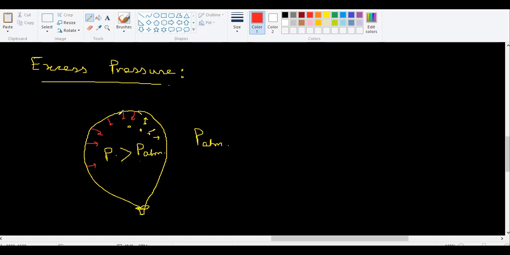And these forces acting inside are what give rise to the excess pressure. That is the difference between this and this, and that is what is called excess pressure. If you consider a concave surface, seen from this side it is concave, because it is caving inside. If you see it from this side, it is convex.